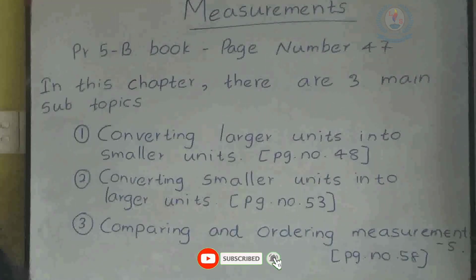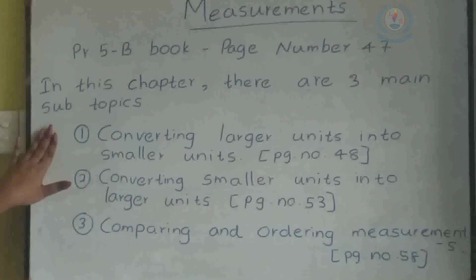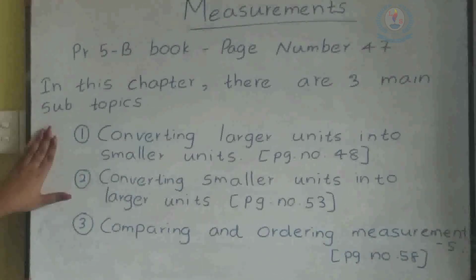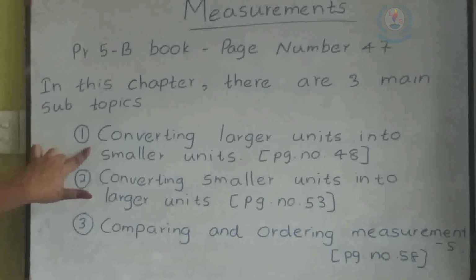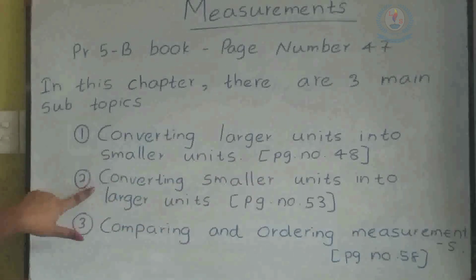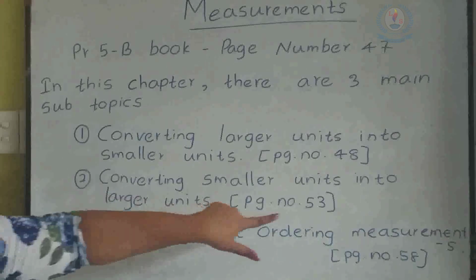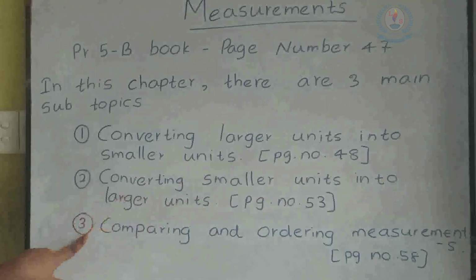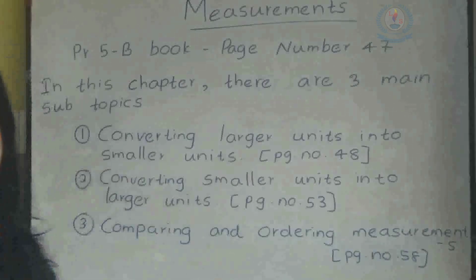Hello everyone. Today I am going to teach you the measurements lesson in the 5B book, page number 47. In this chapter there are three main subtopics. First one is converting larger units into smaller units, which is on page number 48. Second one, converting smaller units into larger units, on page number 53. Third one, comparing and ordering measurements, on page number 58.